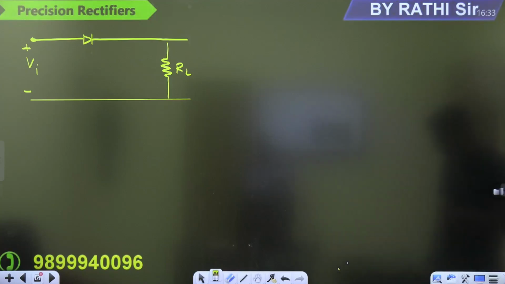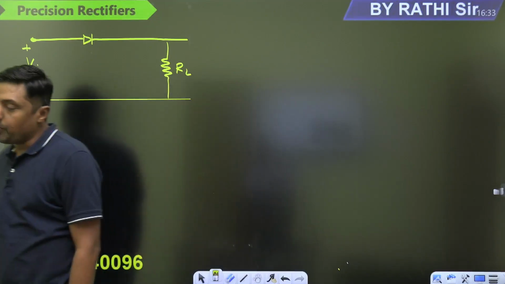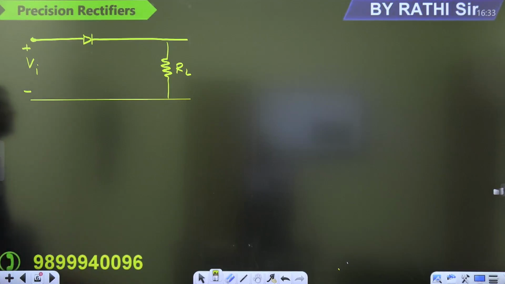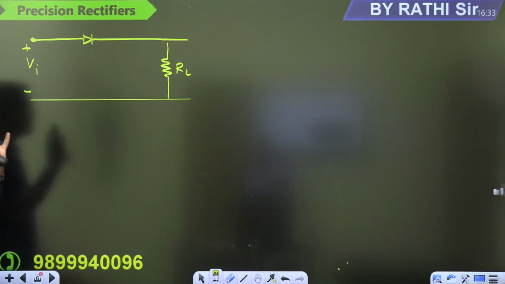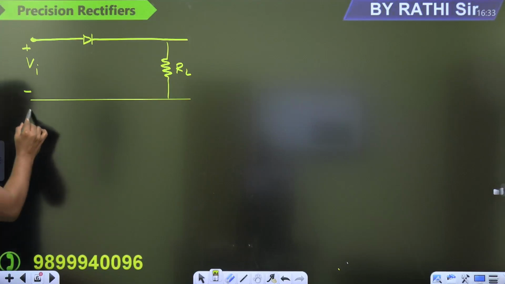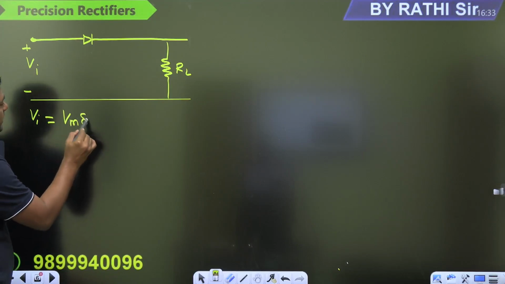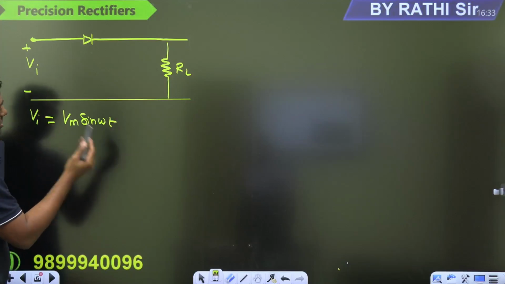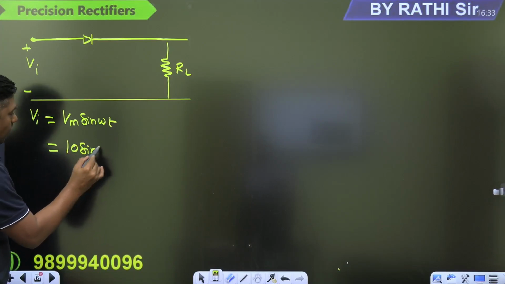When we are giving competitive exams, it will boost your confidence. Look, if you are assuming the ideal diode, suppose I am giving the signal. What is the signal here? That Vi is equal to Vm sin omega t. For example, it is 10 sin omega t.